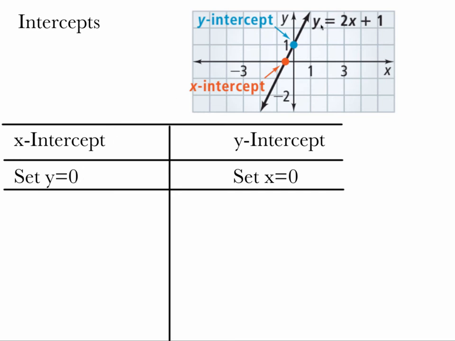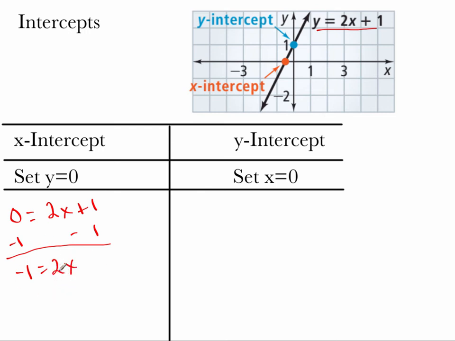So when you're given a function, like this function, y is 2x plus 1, to find the x-intercept, you set y equal to 0. So if my function is y is 2x plus 1, to set y equal to 0, everywhere I have a y, I put in a 0. So 0 is 2x plus 1. I'm going to solve this for x. So I'm going to subtract 1 from both sides. So negative 1 is 2x.